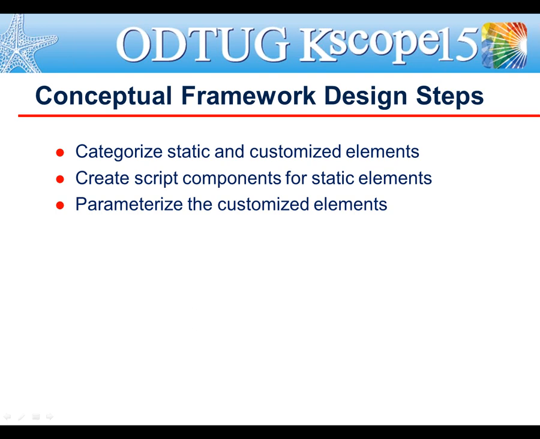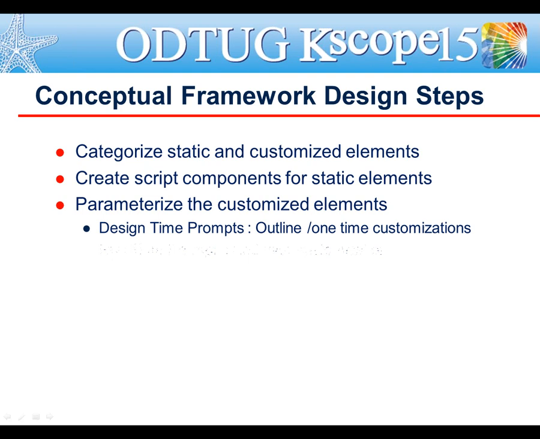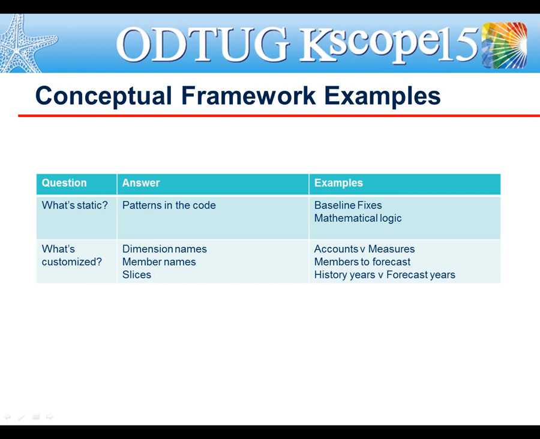For the customized elements, we're going to create two different kinds of prompts. We'll create design time prompts for the rule designer, and those will allow the rule designer to customize the script, for example, for a particular outline, particular dimension names, particular member names, etc. We'll create runtime prompts for end-user customizations. Now, you're probably familiar with runtime prompts already because they've been around in planning and Hyperion business rules for a long time. Design time prompts are new with custom-defined templates.